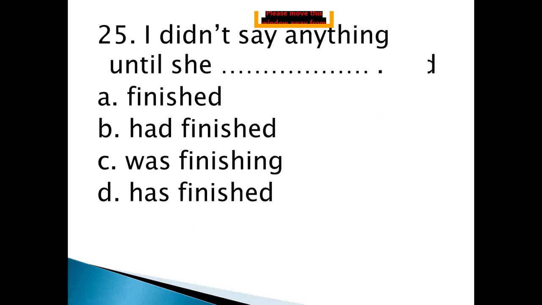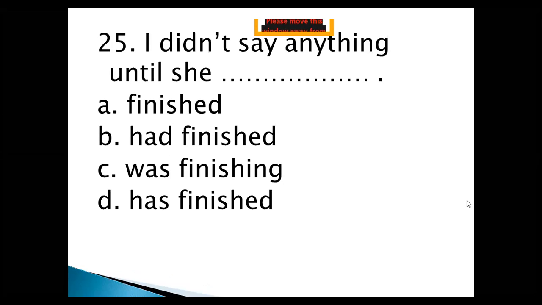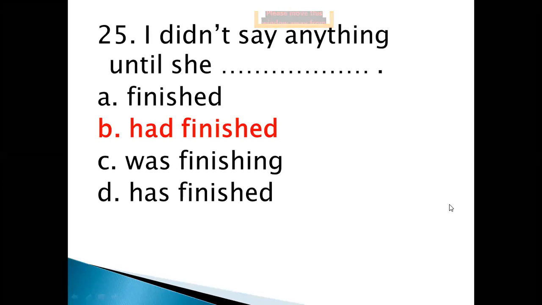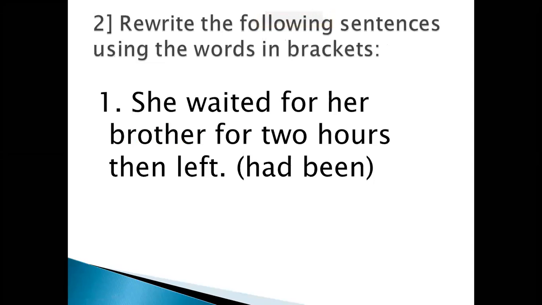Number 25. Yes, Habiba. It will be had finished, B. It's okay. Let's see. Very good. Had finished. It's okay. After that, the rewrite. We finished the choose the correct answer.